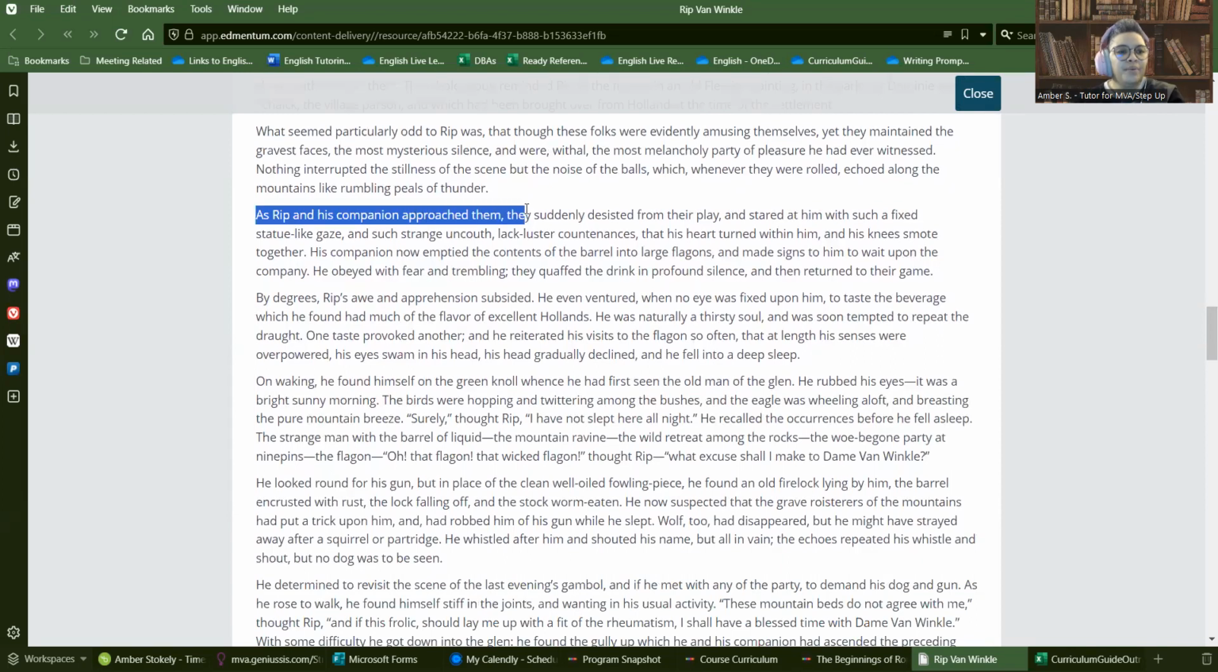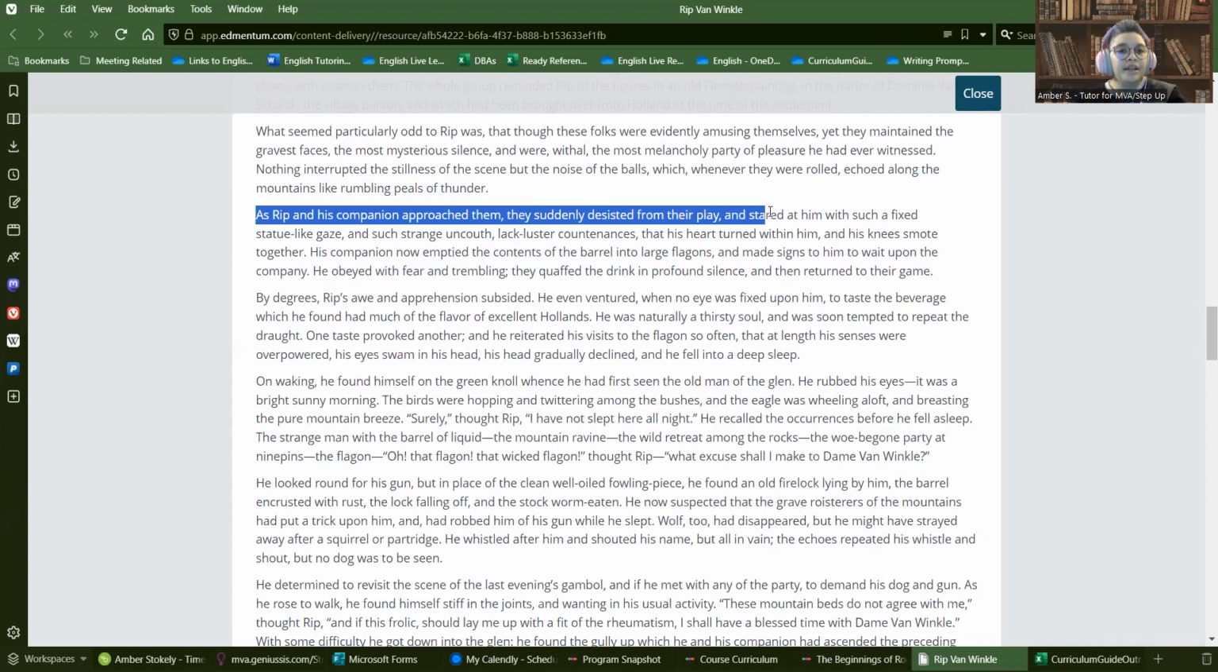As Rip and his companion approached them, they suddenly desisted from their play. So desisted just means that they stopped. If you've ever heard of desist and deceased, desist means to stop.